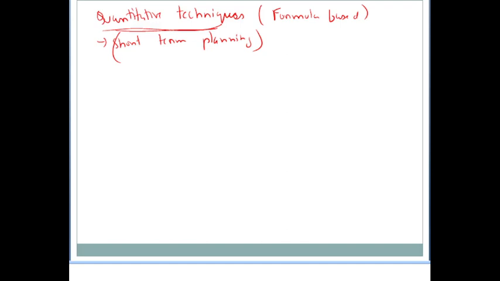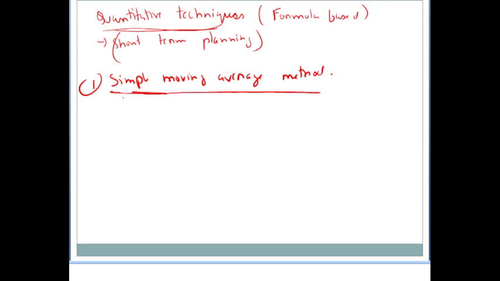The first one is the simple moving average method. We are going to study the simple moving average method. Now, in the case of the simple moving average method, let me write this down.